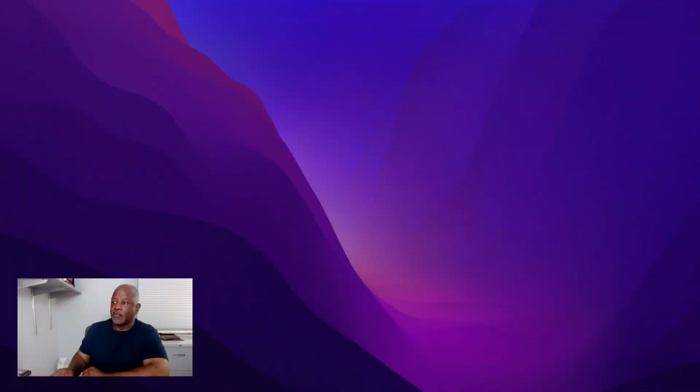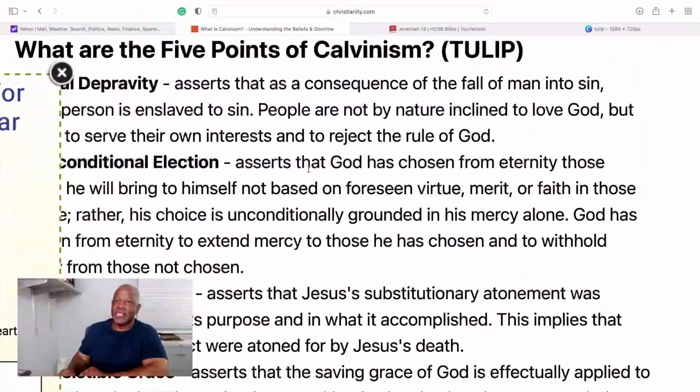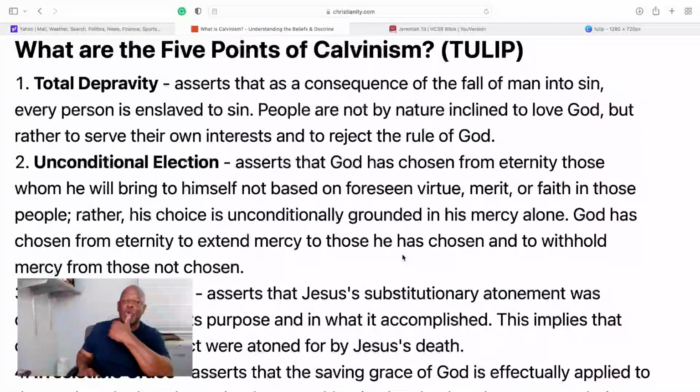Now, the same thing, when we talk about these verses of scripture here, when we talk about TULIP, let's do a quick breakdown of TULIP before we move on, so we can be on the same page. Okay, so these are the 5 points of Calvinism. The first one is total depravity. It says to search the consequences of the fall of man into sin. Now, I'm going to come back to this statement when we actually get into TULIP itself.